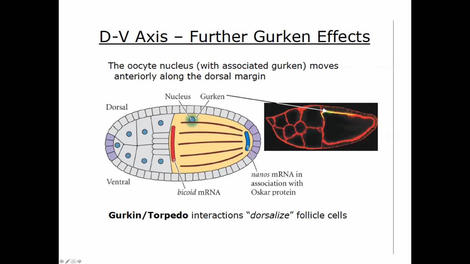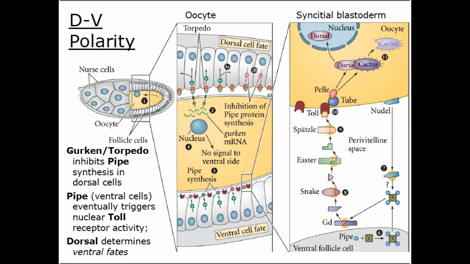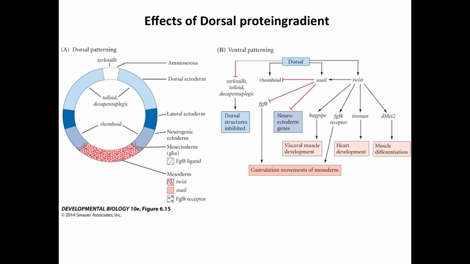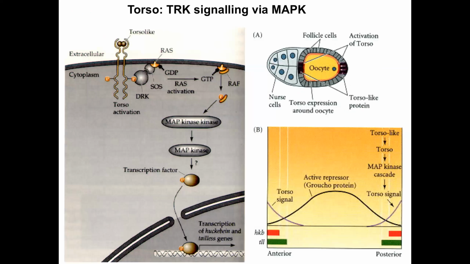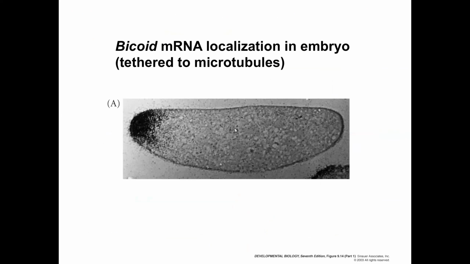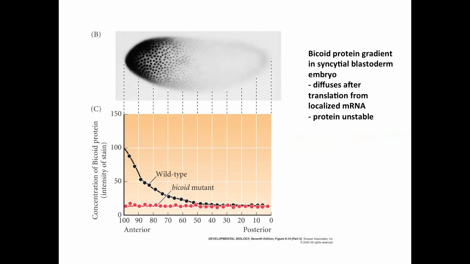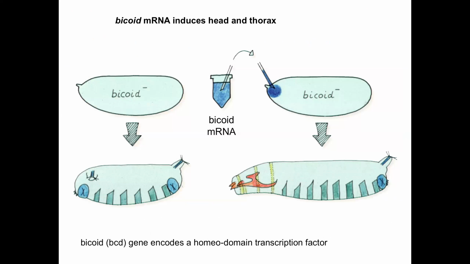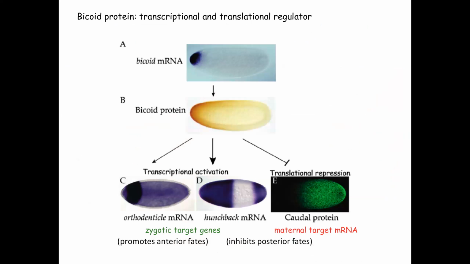So I see that we're still stuck with Oscar and Nanos, whereas any thoughts on bicoid, and bicoid protein and mRNA gradients? Any questions on those? Okay, I'll take that silence as no.